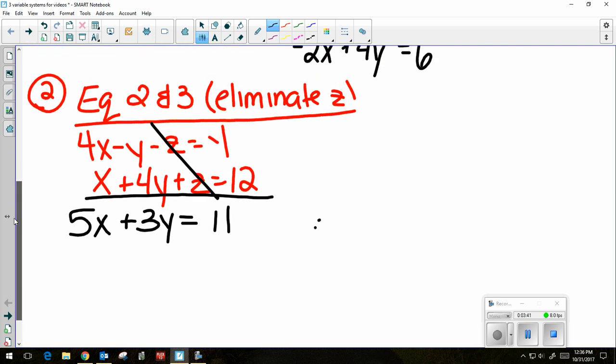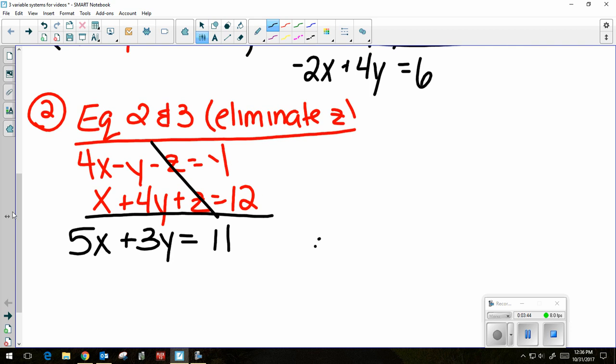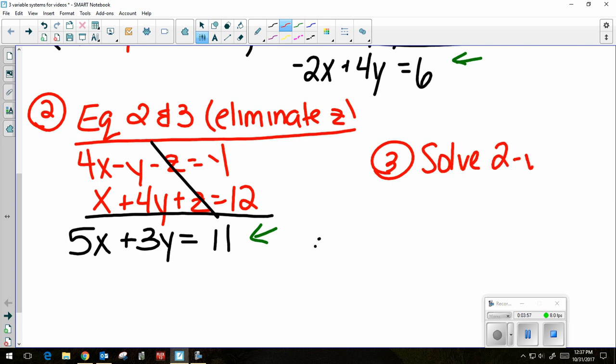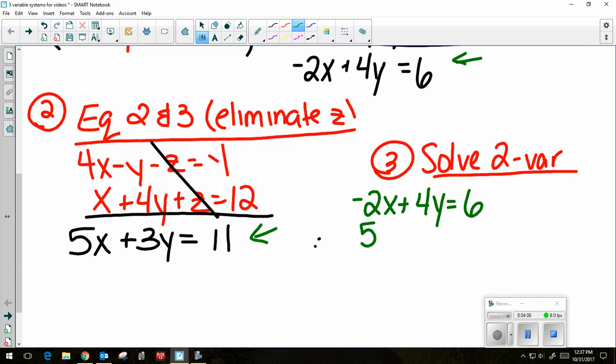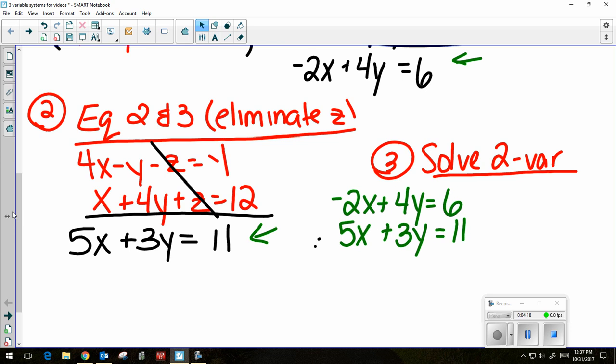Now I have that equation I just found before, -2x plus 4y equals 6, and I have this equation that I just found. That's going to be my step 3, which is to solve the two-variable system. So I have -2x plus 4y equals 6, and 5x plus 3y equals 11. Now you're going to try to cancel either x or y. I'm going to cancel x only because my signs are already opposite. I'm going to multiply the top one by 5 and the bottom one by 2.